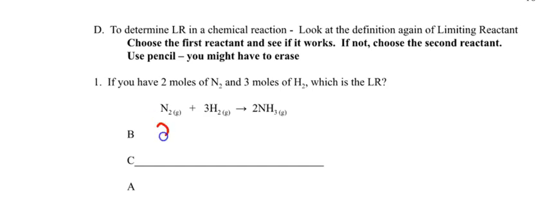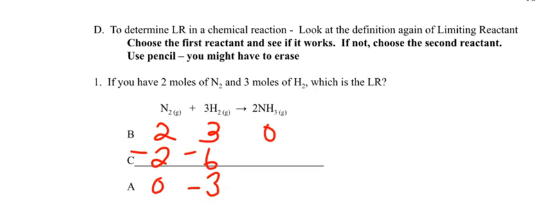Okie dokes, let's see how we do. We got a 2 here and a 3 here and a 0 here, of course. So let's use the first one. What's 2 divided by 1? 2. 2 times 3 is 6. So I get a 0 and a -3. I can't do that, can I? So I chose poorly, so I need to do this again.